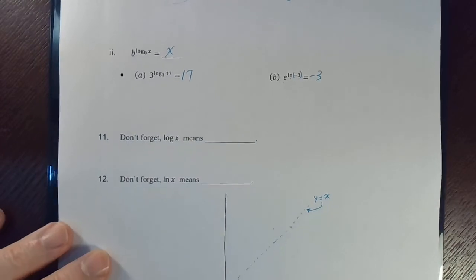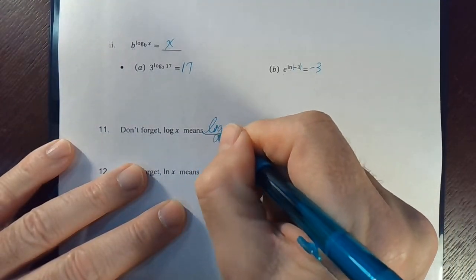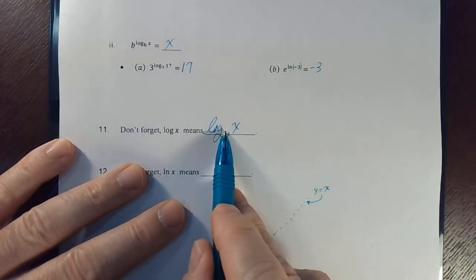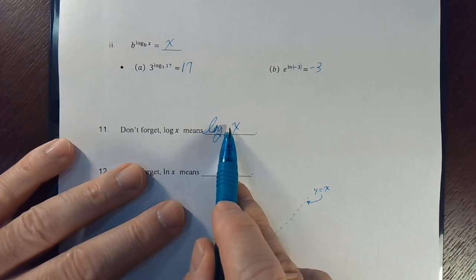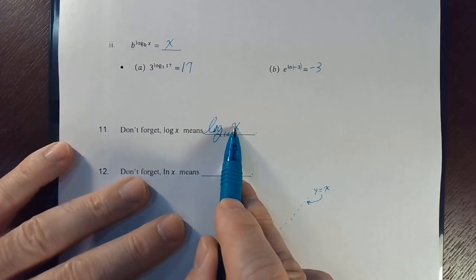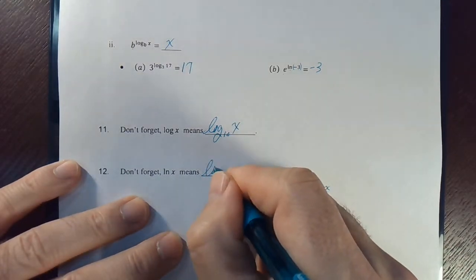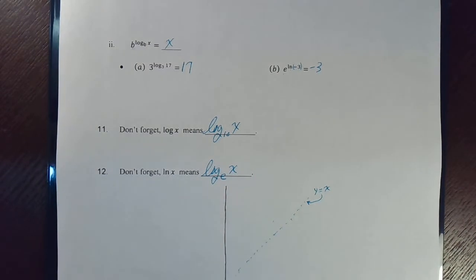All right, so to finish up here, don't forget that log of x means log base 10 of x. And make sure you write this base as a subscript. Don't let it look like log of 10 times x. It's log base 10 of x. And ln, natural log of x, means log base e of x.